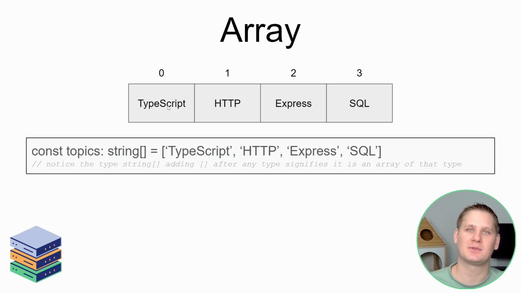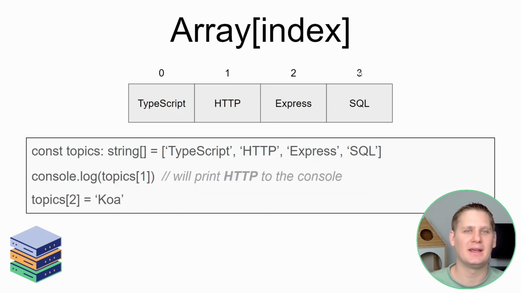The first element would be TypeScript, the second element HTTP, the third element Express, and the last element SQL. Now arrays are always indexed from 0. So in this array, element at index 0 is TypeScript, at index 1 is HTTP, at index 2 is Express, and index 3 is SQL. To access an element by index, you'd use array, bracket, and then the index number that you want to access. So in the example here, it'd be console.log topics at index 1. Index 1 would be HTTP, so this code will print HTTP to the console.